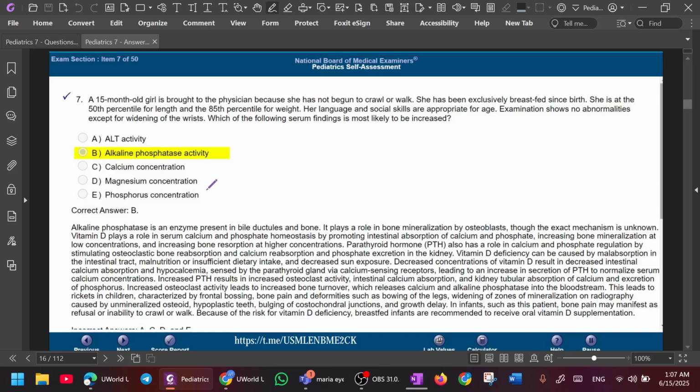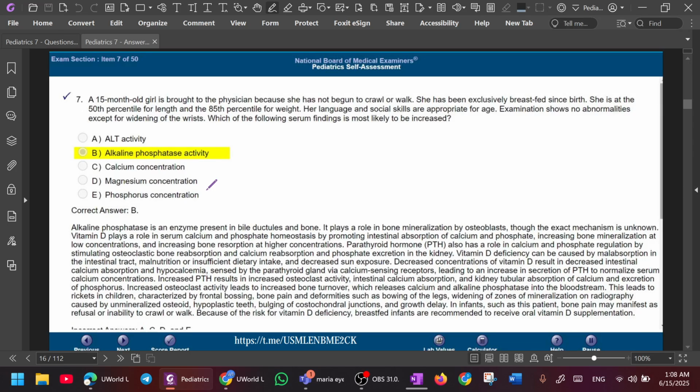Alk phos is an enzyme present in the bile ducts and the bone. It plays a role in bone mineralization by osteoblasts, though the exact mechanism is unknown. Vitamin D plays a role in serum calcium and phosphate homeostasis by promoting intestinal absorption of calcium and phosphate, increasing bone mineralization at low concentrations, and increasing bone resorption at high concentrations. PTH also has a role in calcium and phosphate regulation by stimulating osteoclast bone resorption and calcium reabsorption and phosphate excretion.